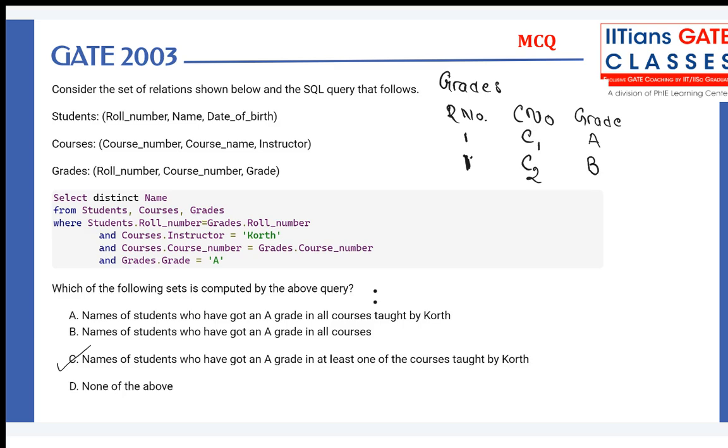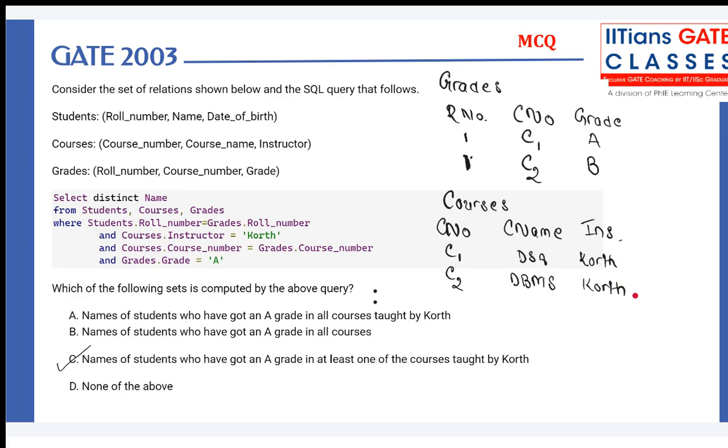Okay, so let's write the courses table also. So courses is the course number, the course name, and the instructor. So course number is C1, course number is C2. Let's say this is DSA, this is DBMS. Korth has a very good book on DBMS, if you guys didn't know that. So Korth and Korth.